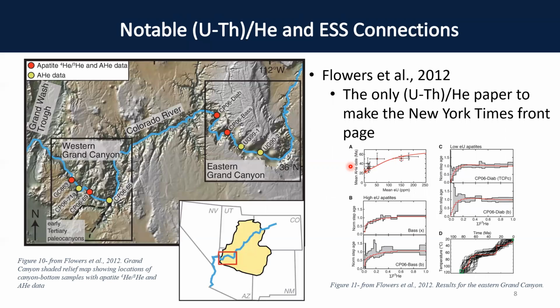Another interesting connection was done by Flowers et al. in 2012, and this is fun because this is the only uranium, thorium, helium paper to ever make the New York Times front page. This was because the apatite helium dates were combined with apatite uranium, thorium, helium ages, and they dated the formation of the Grand Canyon to nearly its modern depths at approximately 70 million years ago, which is a stark change to the conventional models that date the entire formation to only 5 to 6 million years ago. This vast change in the conventional thought of landscape evolution is argued using data that is technically self-consistent.